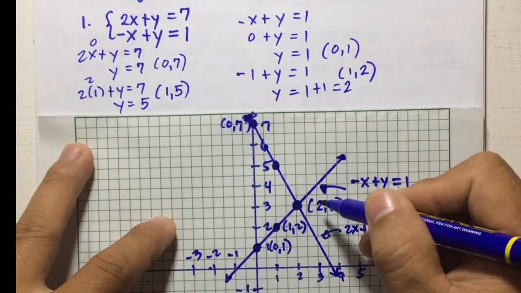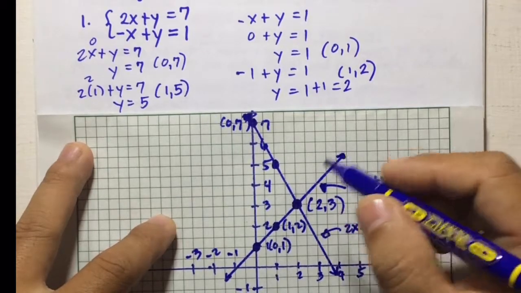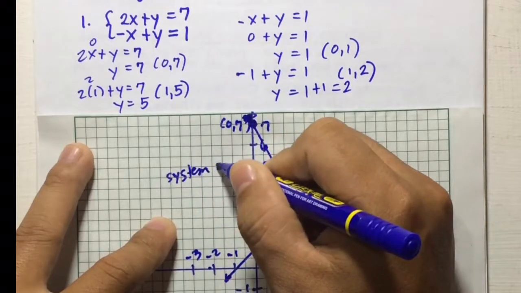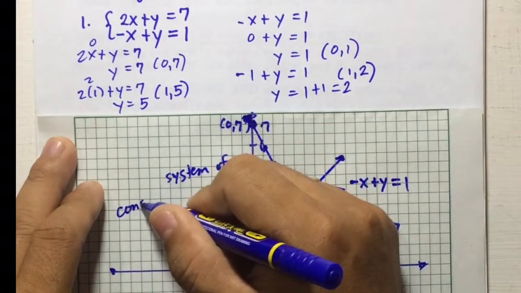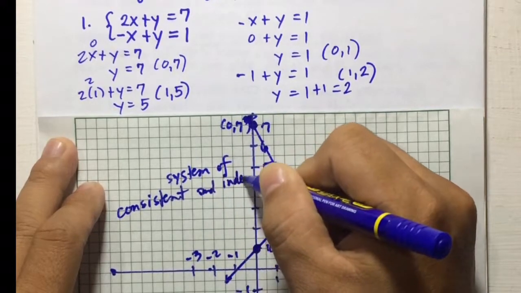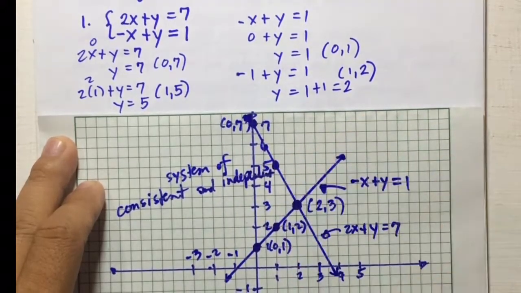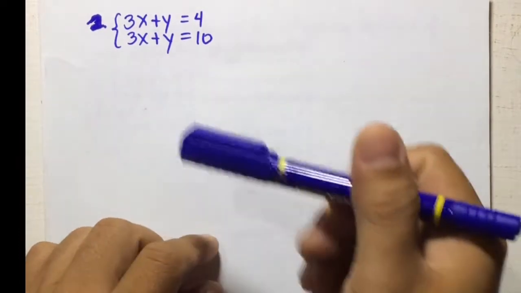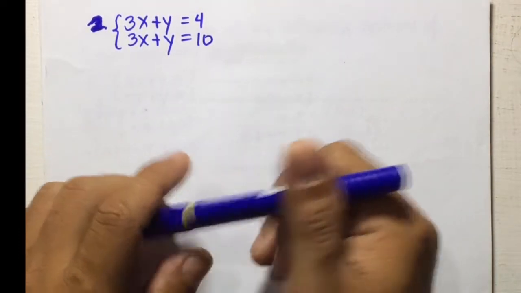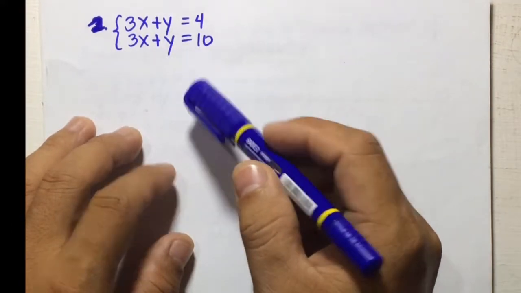So this system has only one solution, meaning this is a system of consistent and independent equations. Example number 2, we have the system 3x plus y equals 4 and 3x plus y equals 10.